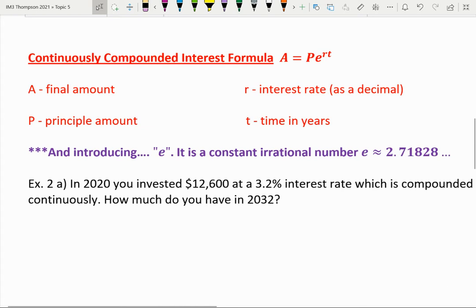So it's our second formula for today. It's a simplified formula, but it actually uses a new number that we're introducing today.